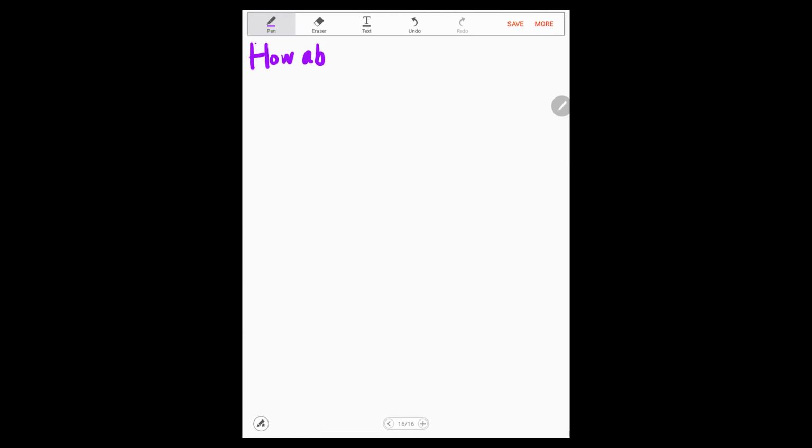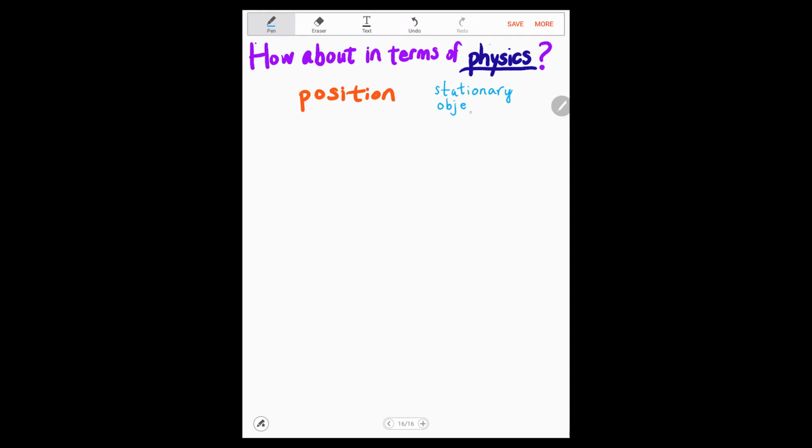Now let's talk derivatives in terms of physics, and let's start with position. When we talk about stationary objects, we're talking about objects whose positions are not changing. Hence, position can be used to describe an object's whereabouts. Velocity? Well, velocity is used to describe the rate at which position is changing with respect to time.